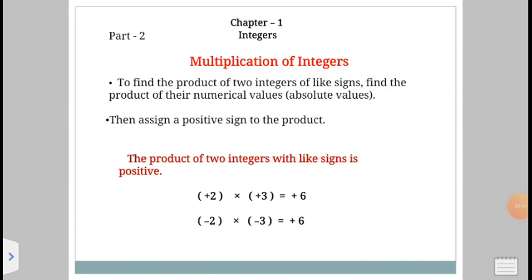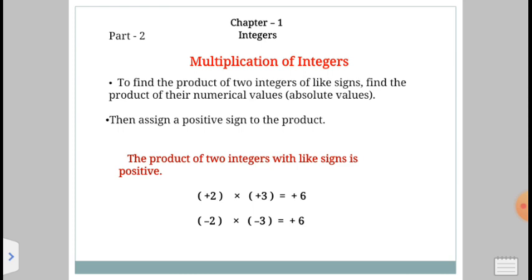Good morning, students. In our previous session, we have learnt how to add and subtract integers. In this session, we shall learn more about these operations of integers. First, let us learn about multiplication of integers.